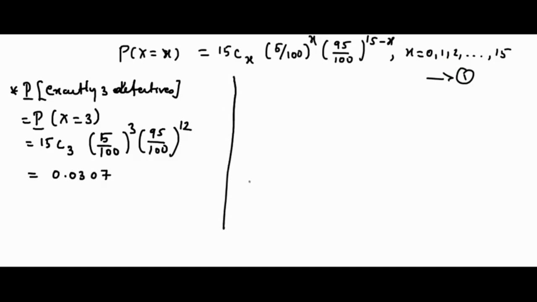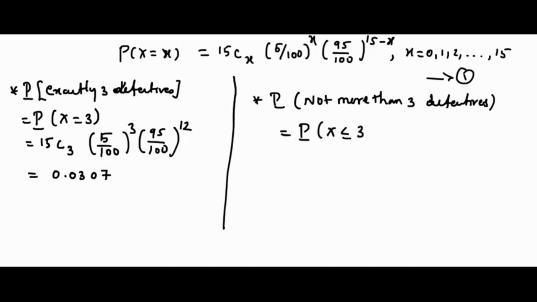What is the second question? They asked the probability of not more than 3 defectives. Not more than 3 defectives means the maximum is 3, right? So we can write this as the probability of capital X less than or equal to 3. The maximum value is 3, and the minimum is either 0, 1, 2, or otherwise 3. How to find this value? By adding x equal to 0, 1, 2 and 3. If you add 0 plus 1 plus 2 plus 3 of the probability mass function, we get the final answer.